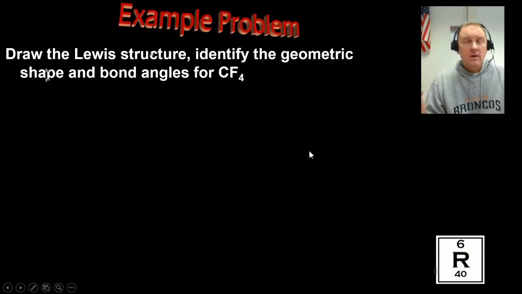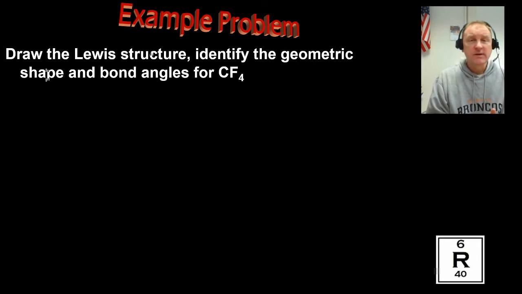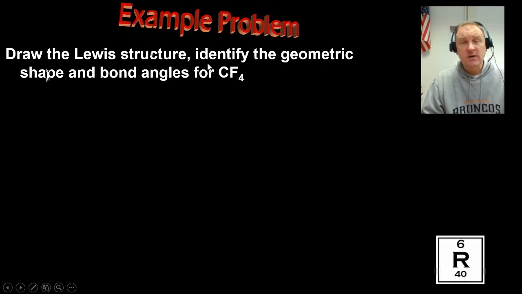So how do we put this together? What kind of questions do you see in chemistry with this, what we just talked about? So draw the Lewis structure, identify the geometric shape and the bond angles for this. It is carbon tetrafluoride, so CF4. So let's do that right now.